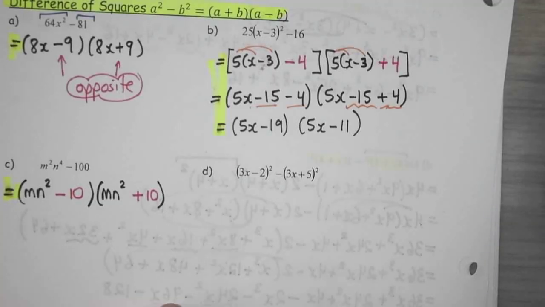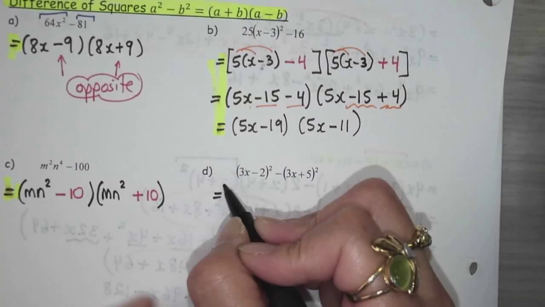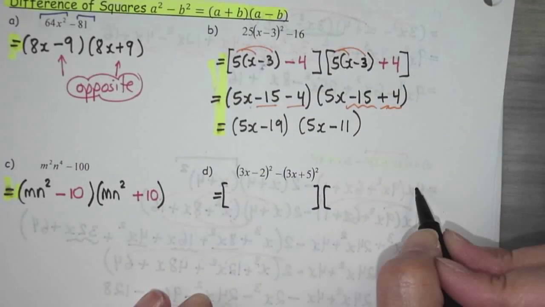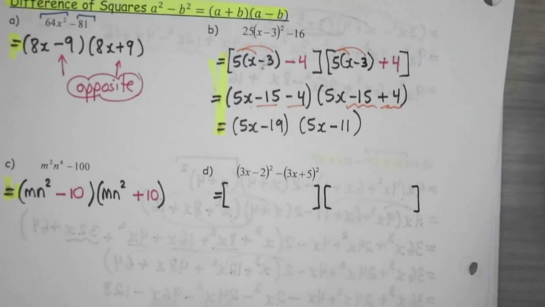Then try this. See if you can set it up. If you want, use square brackets. So set it up. See if you can set it up. I'll give you a minute. I'll just turn this off.